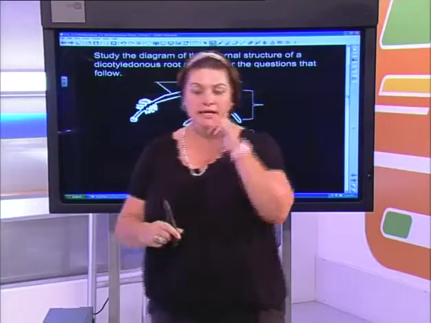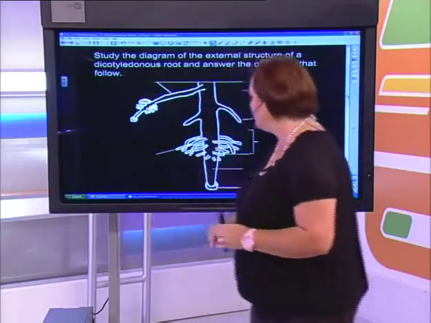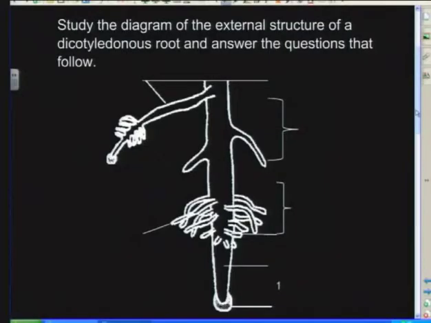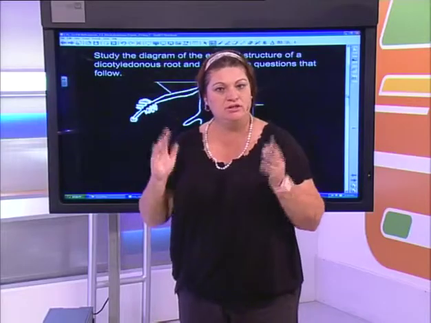I said to you in the beginning, a nice little easy question that we're going to start with. Study the diagram of the external structure of a dicotyledonous root. Okay, you've studied it, you know it.